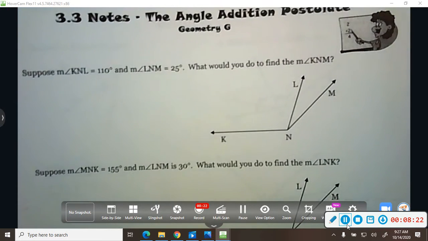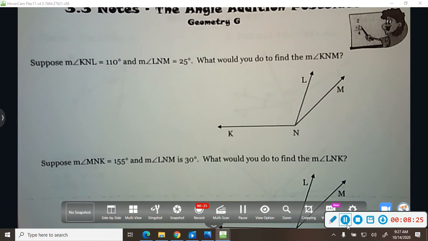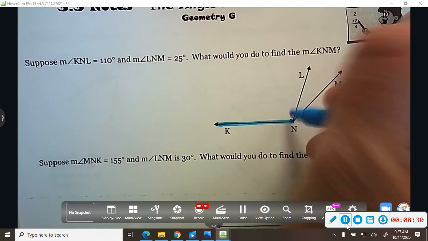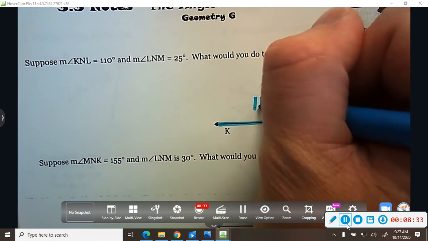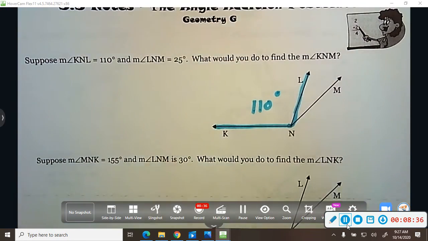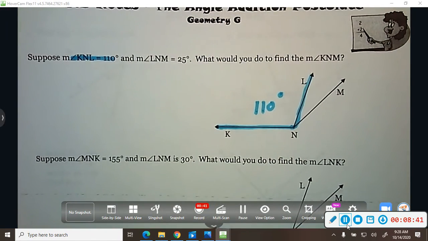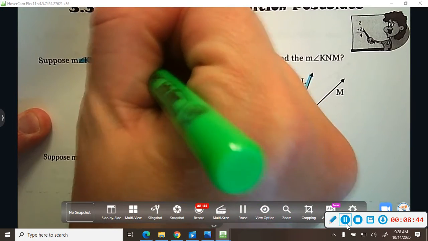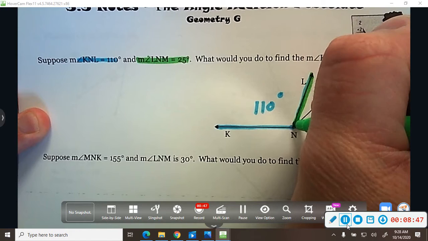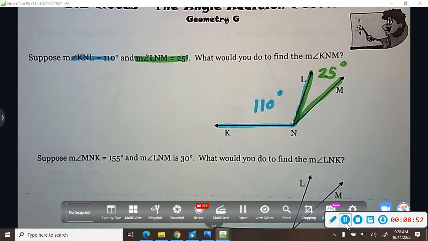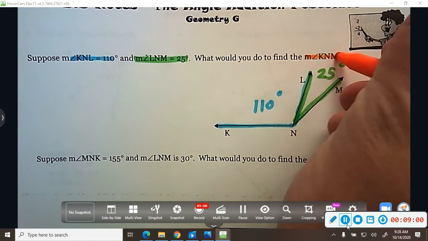Let's do an example. Suppose measure of angle KNL is 110. So K to N to L is 110 degrees. And the measure of LNM is 25 degrees. What would you do to find the measure of KNM? And KNM is the whole thing.